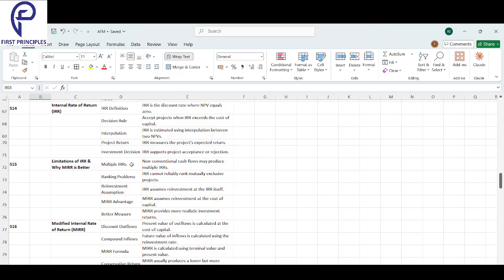Next, what is the decision rule? The decision rule is accept if IRR is greater than your cost of capital. If IRR is greater than the cost of capital, accept the project. If IRR is less than the cost of capital, don't accept the project.